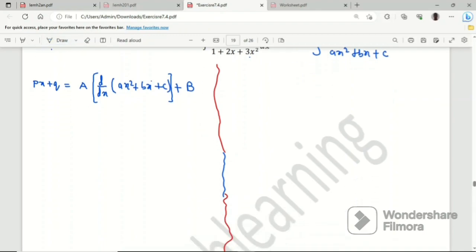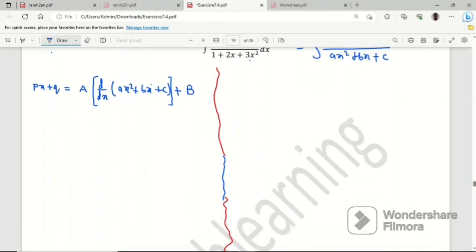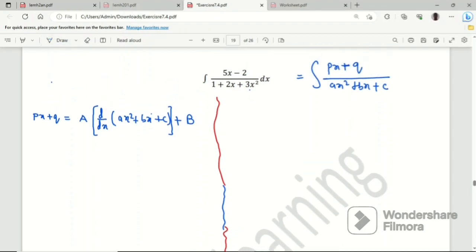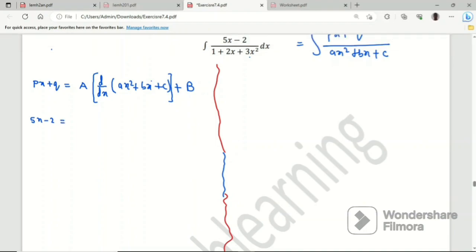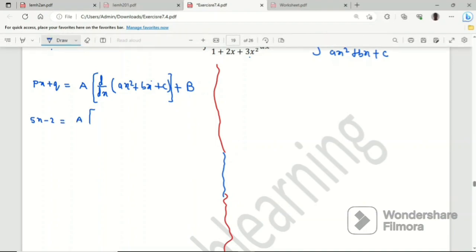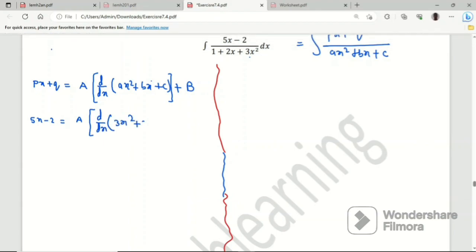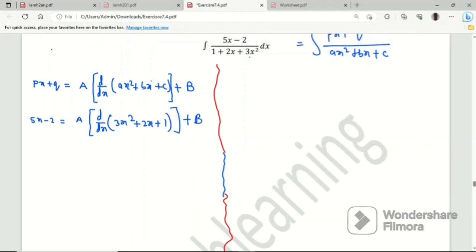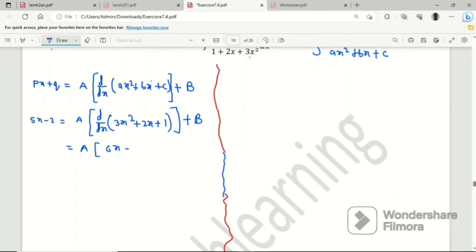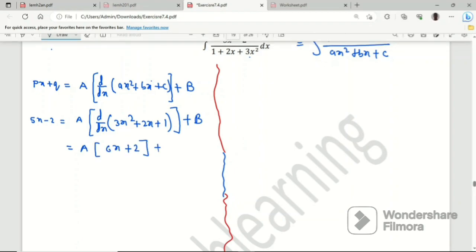So now we will try one or two questions of this type. In our question, we have 5x minus 2. So I'll write 5x minus 2 equal to a into d by dx of the quadratic equation we have, 3x square plus 2x plus 1. So differentiation of the quadratic equation will give me a into 6x plus 2 plus b. Okay, it is fine.